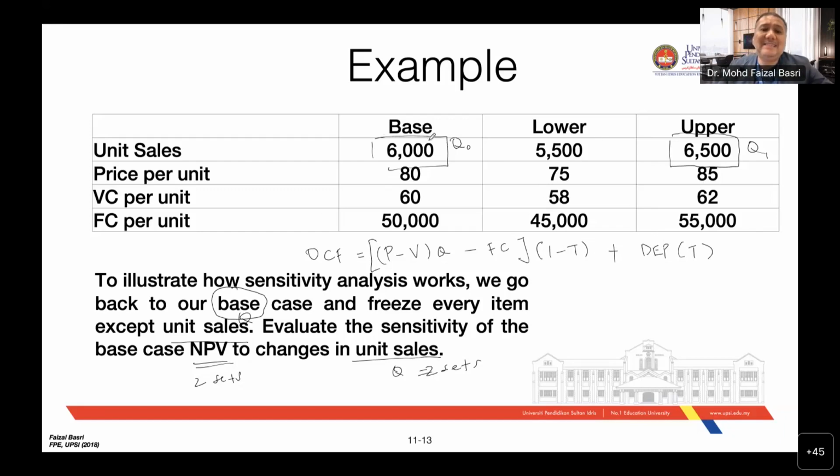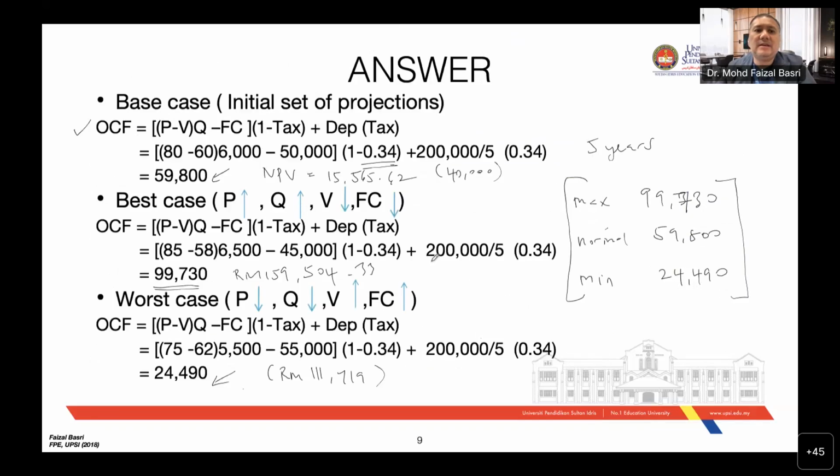So, when we do the sensitivity analysis, again, remember with the scenario analysis just now, we change all four. In the best case scenario, P we take upper, V we take lower, Q we take upper, FC we take lower. But for this analysis, all information will be based on the base case scenario, except for the thing that we want to measure, which is the Q, the unit sales. So we're just going to change Q only. The original is this one, which we already calculated earlier. The OCF, we get 59,800. So this is our original OCF, OCF0.